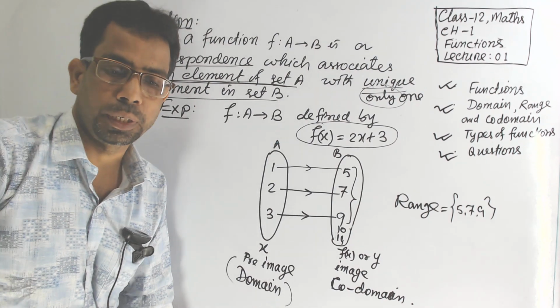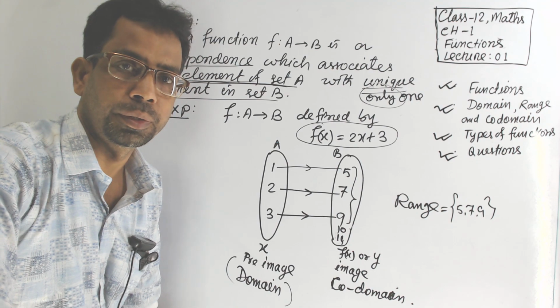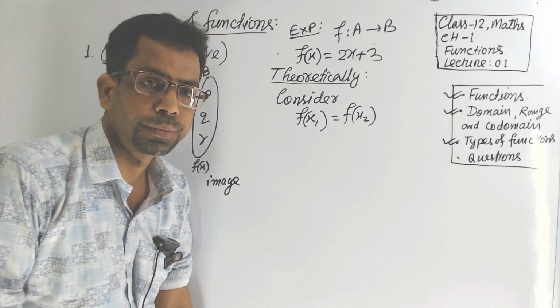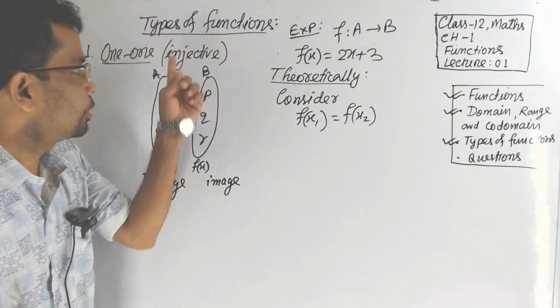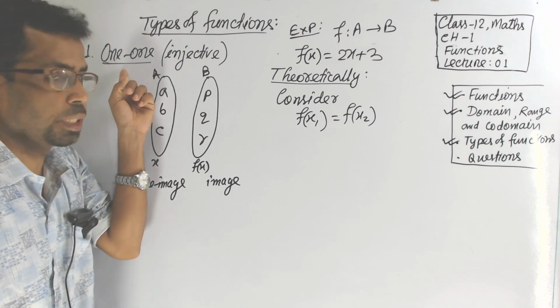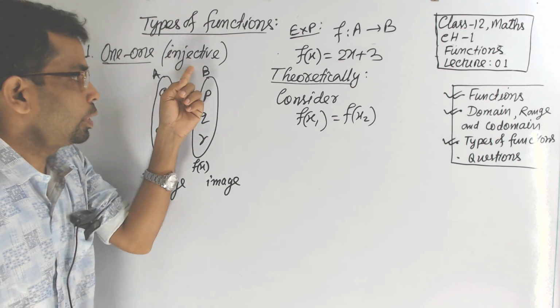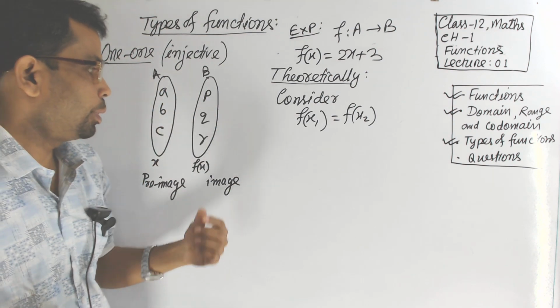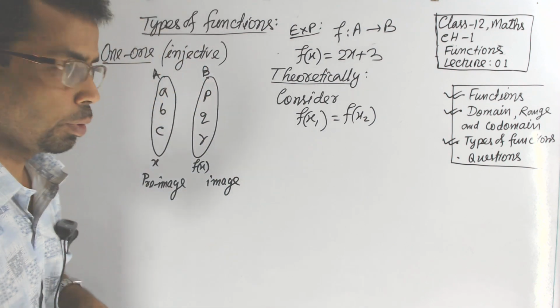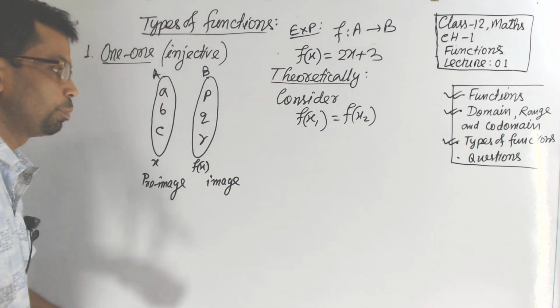The next is different types of functions. Types of function, the first type is the 1-1 function, which is also called injective function, and I am taking a diagram to explain the 1-1 function and an example also.